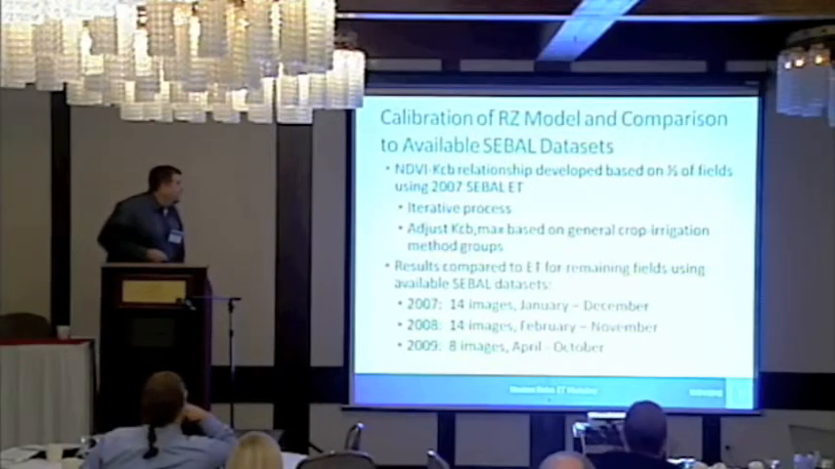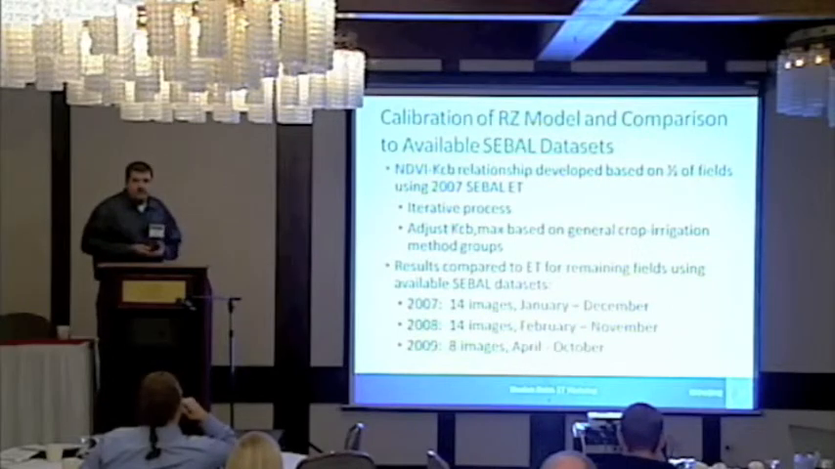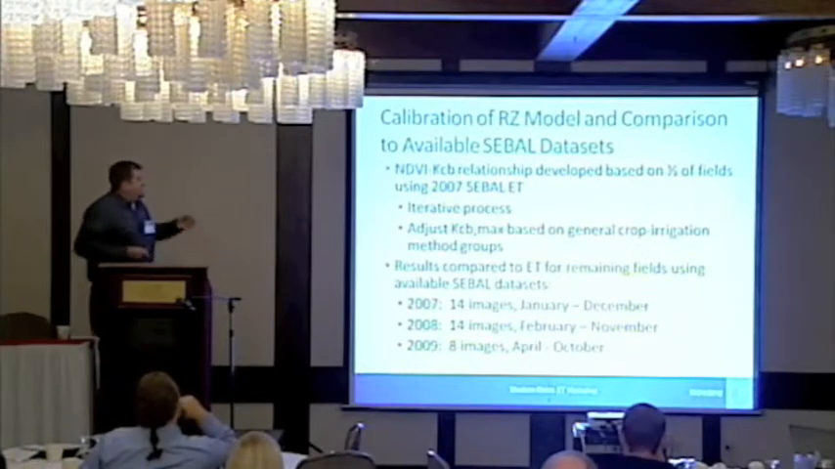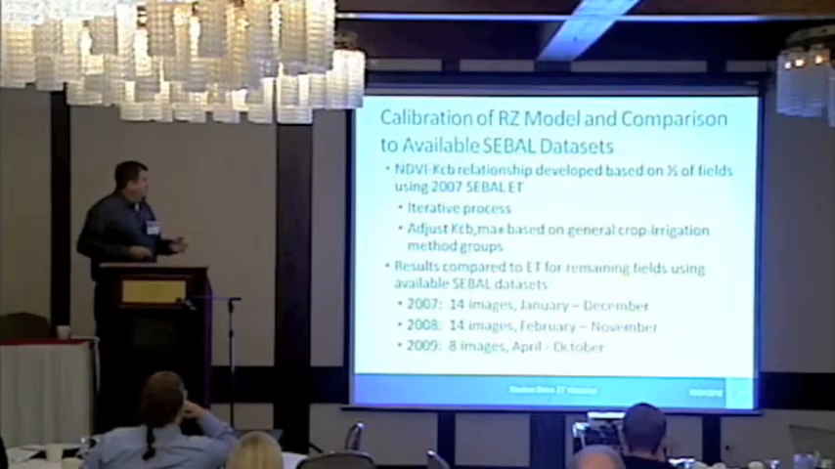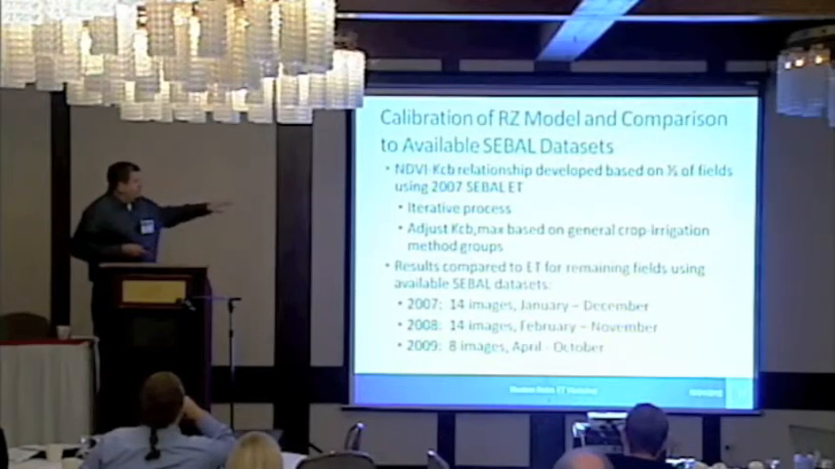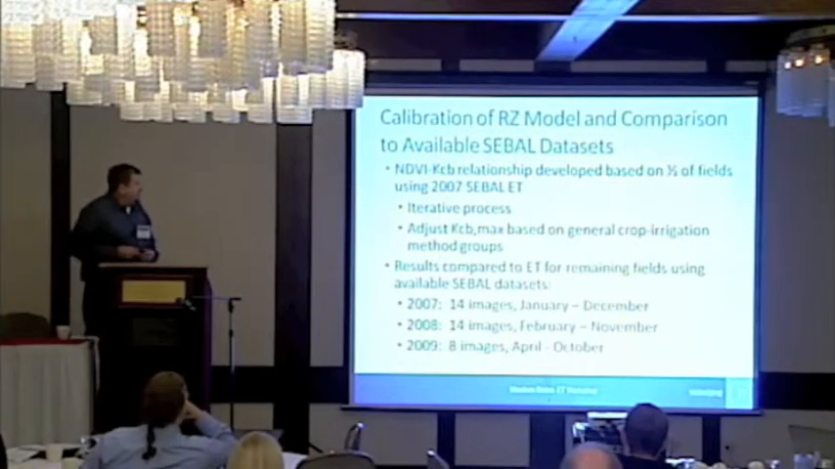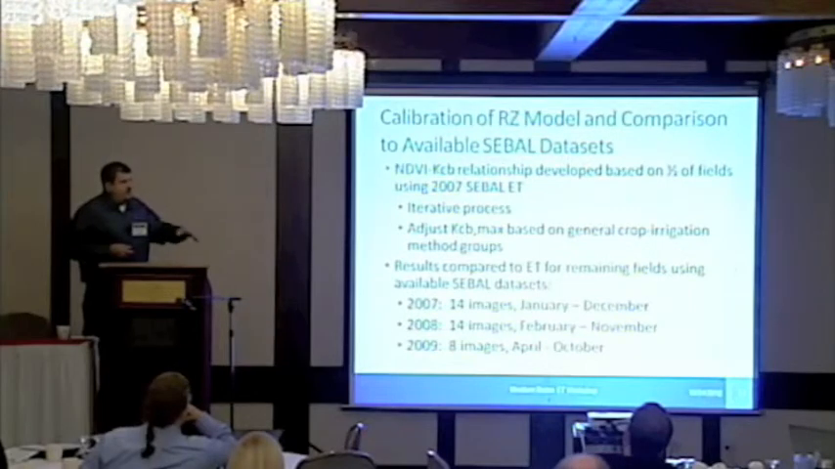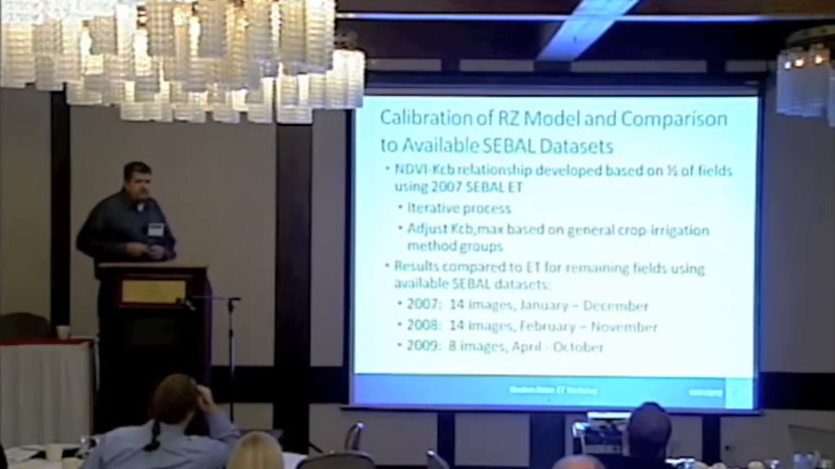So to calibrate the model and to compare it to available data sets, we developed this NDVI relationship, as we discussed previously, based on one half of the fields using the 2007 SEBAL ET. And then, comparing the results of the model back to the SEBAL results, we iteratively adjusted the Kcb max parameter for general crop irrigation method groups. That allowed us to correct for any potential differences in that actual basal crop coefficient versus NDVI relationship that might exist among crops, as well as any biases in our evaporation estimates from the root zone water balance model.